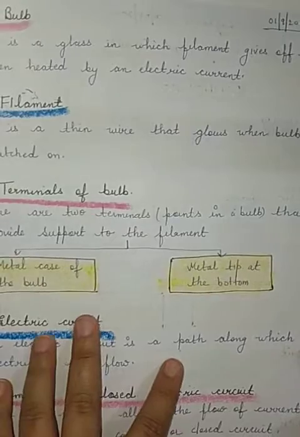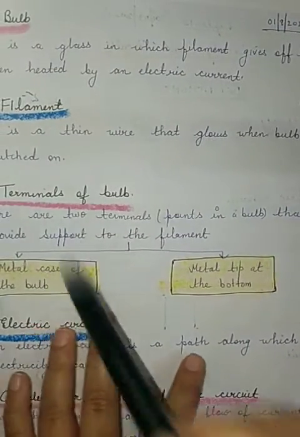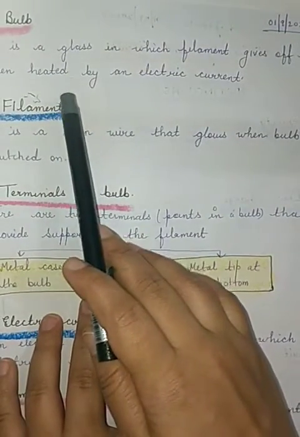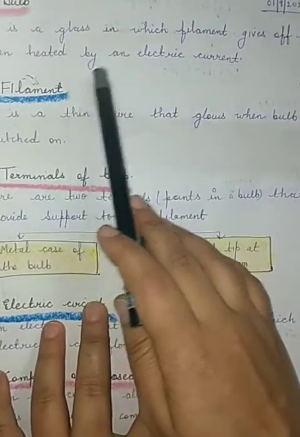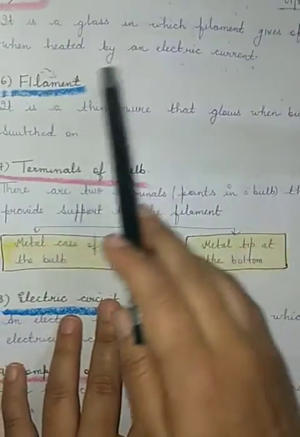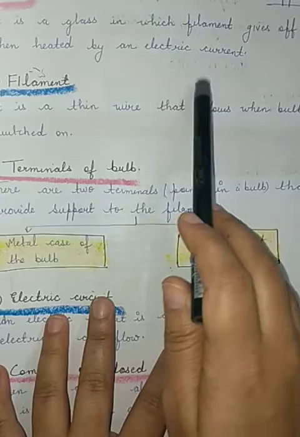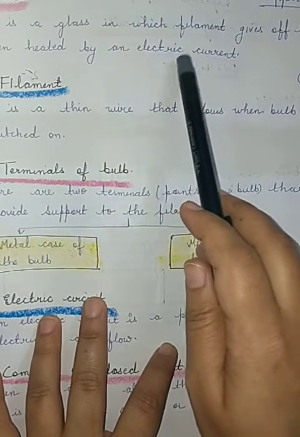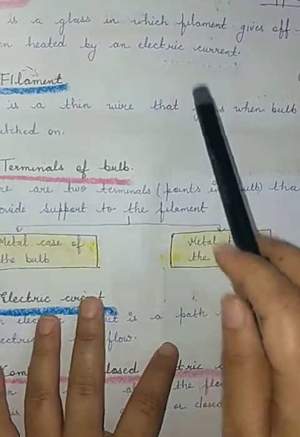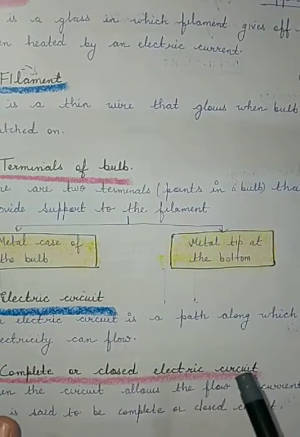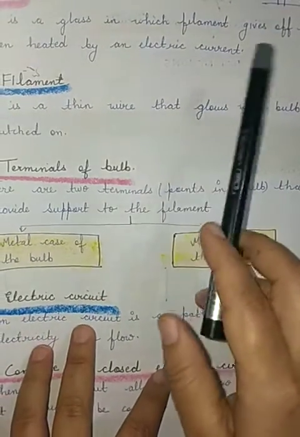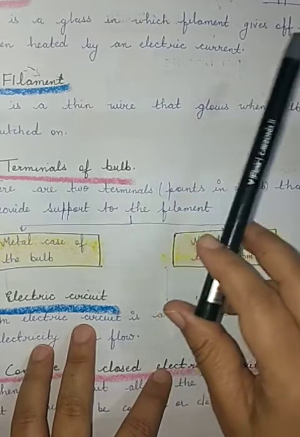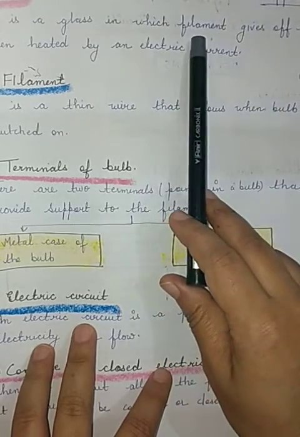Next is the bulb. Bulb, we all have seen that bulb. What is a bulb? A bulb is a glass in which the filament gives off light when heated by an electric current. So it is that glass-like material which is enclosed and can be used to produce light. And how does it produce light? When the filament is heated.